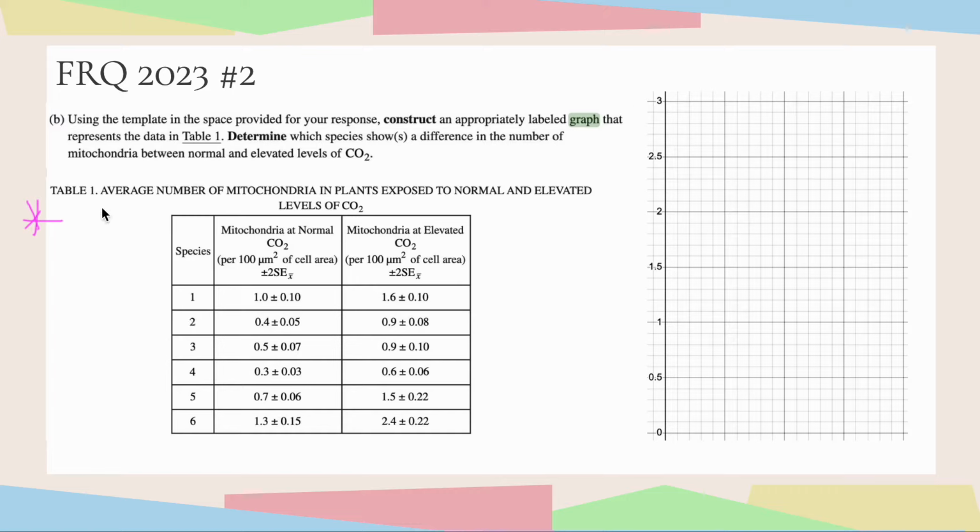So table number 1 tells us the average number of mitochondria in plants exposed to normal and elevated levels of carbon dioxide. Next thing I want to do is look at all of my header rows and columns of this table. So looking at my columns, my first column represents species, so I'm noting that I have 6 species. My second column here in the middle gives me the mitochondria number at normal carbon dioxide levels. And then over here on the right, this gives me the number of mitochondria at elevated carbon dioxide levels. Both of those two columns are given per 100 micrometers squared of cell area. And then we are also given the plus or minus 2 standard errors of the mean.